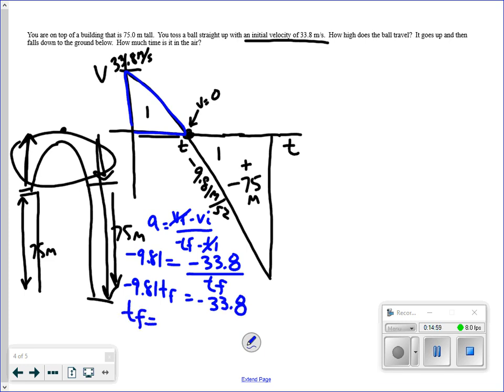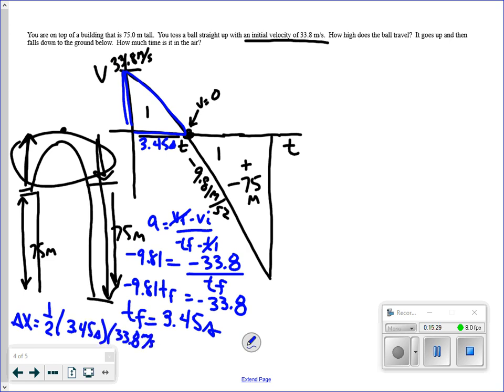So when I do the math here, I get 3.45. Okay, so 3.45 seconds from here to here. Now, considering I know that this is 33.8, I can figure out the value of that first triangle. So I'm going to squish this over here in the corner. I'm going to take 3.45 because that's my base. I'm going to take 33.8 meters per second because that's my height.